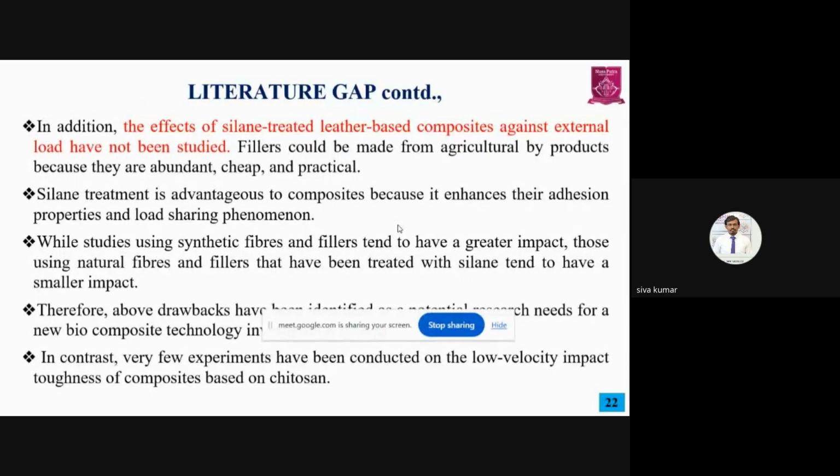In addition, the effect of silane-treated and leather-based composites against external load has not been studied. After applying mechanical loading, how the mechanical properties improve is not studied much by previous researchers. So I have considered mechanical testing as well as fatigue testing, and machining testing also in my study.